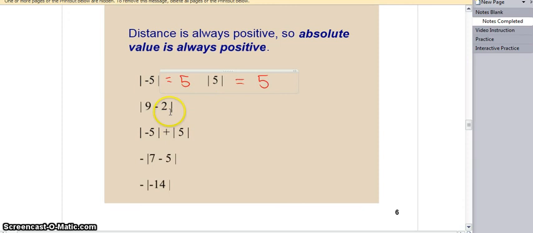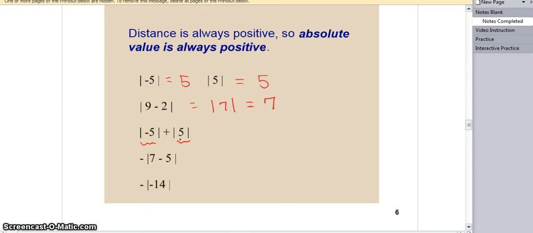What do you think the absolute value of 9 minus 2 would be? Well, first we're going to want to subtract here. In the next problem, I have to actually subtract before I can take the absolute value. So the absolute value of 9 minus 2, well 9 minus 2 is 7, so the absolute value of 7 is 7.